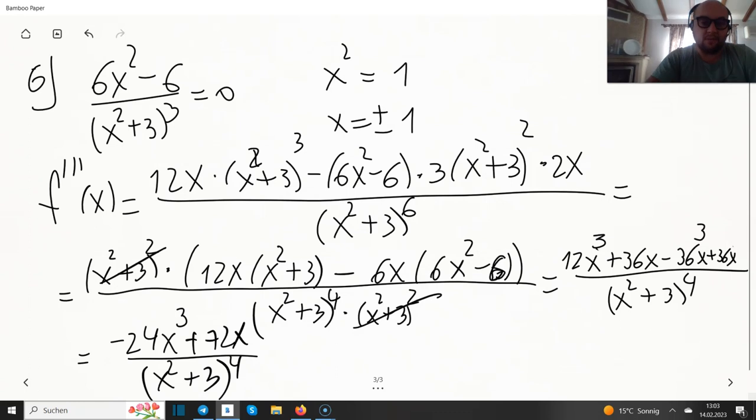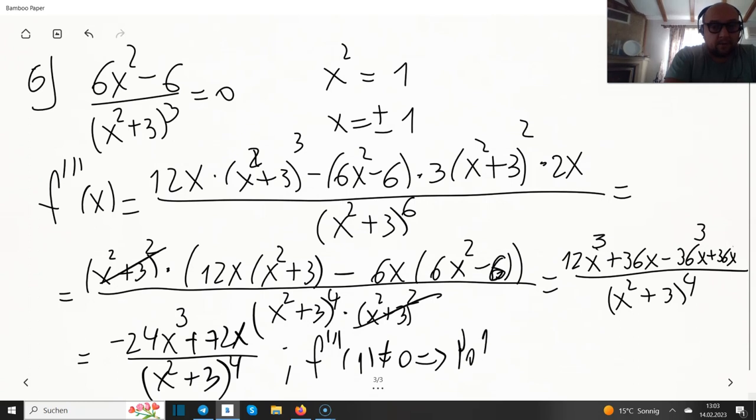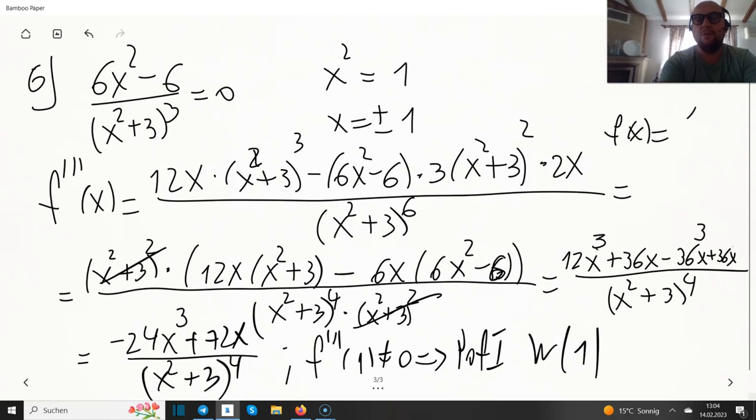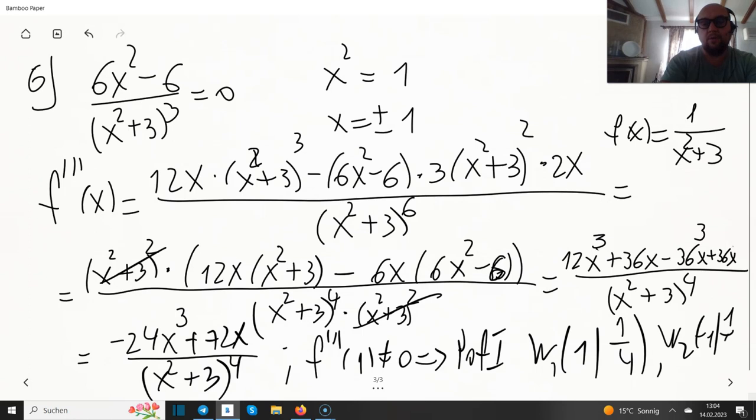That's the third derivative. If we put 1 or minus 1, we will never get 0. So the third derivative at 1 is not 0. So we do have a point of inflection. Let's compute the y-value, and if we put 1, that was our function f of x, just to remind you, and to remind myself, x squared plus 3, so it's 1 over 4, a quarter. And at minus 1, it's still a quarter because of the symmetry.